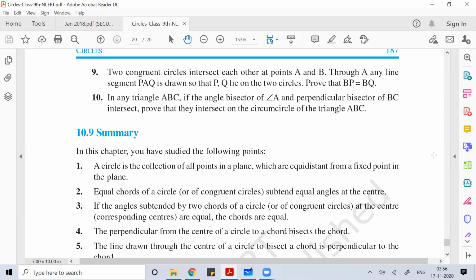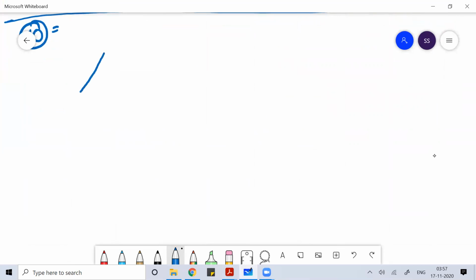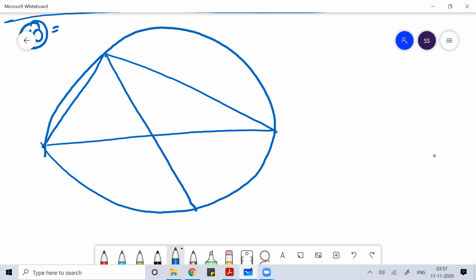So this last question: in any triangle ABC, if the angle bisector of angle A and the perpendicular bisector of BC intersect, prove that they intersect on the circumference of the circumcircle of triangle ABC. So in a triangle ABC, this is question number 10. So this is the triangle ABC.